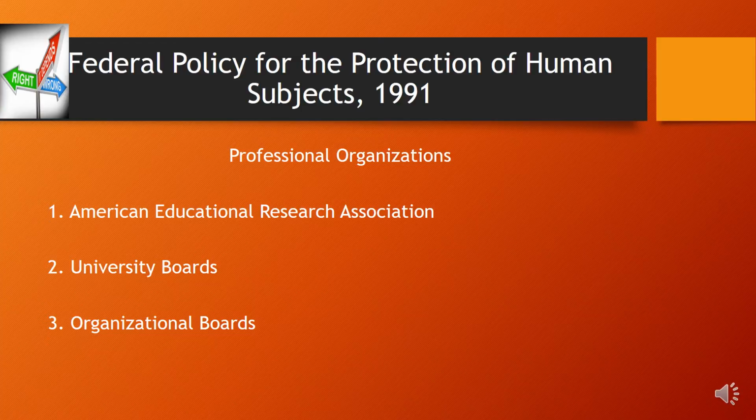Thus, other policies and standards were built on these ethical principles, such as the Federal Policy for the Protection of Human Subjects, 1991. Other professional organizations, such as the American Educational Research Association, university boards, and organizational boards, set standards for the treatment of human subjects by their members, employees, and students. Thus, these standards must comply with federal policy.